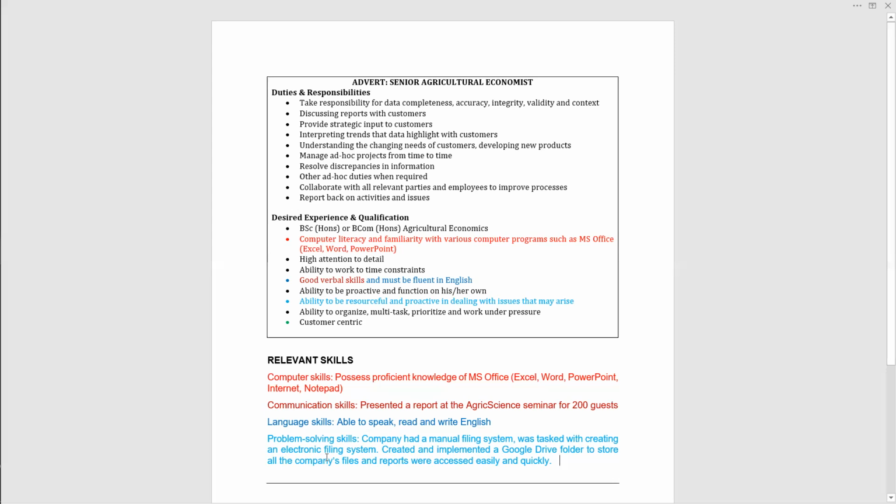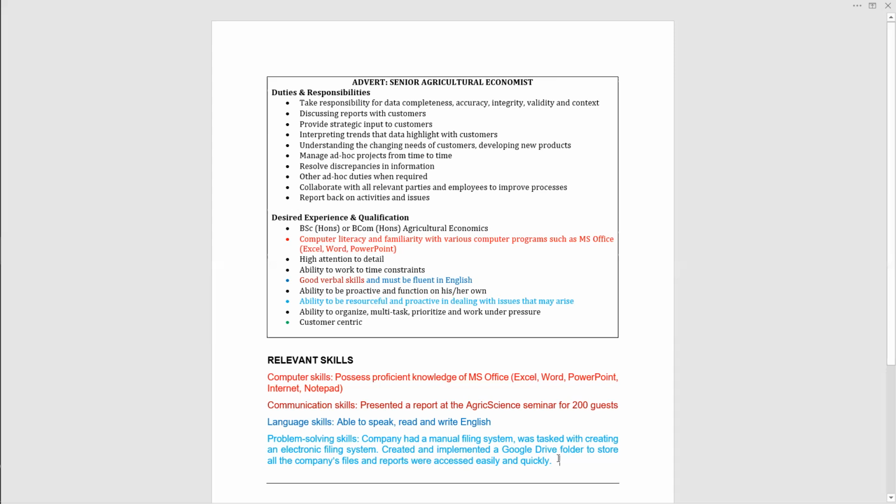And then A stands for action, where you have to describe what it is that you did, which is created and implemented a Google Drive folder to store all the company's files. And then the R stands for results, where you have to tell us how your action to the situation resulted in, and reports were accessed easily and quickly.